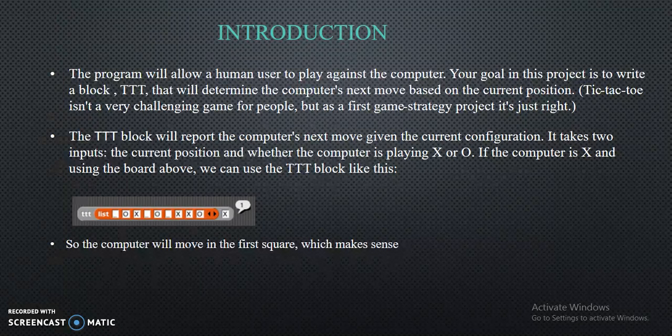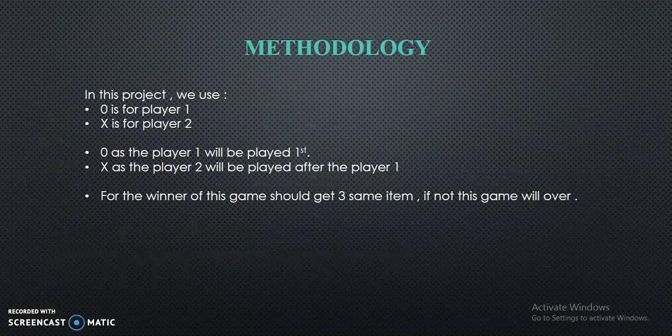The TTT block will report the computer's next move given the current configuration. It takes 2 inputs, the current position and whether the computer is playing X or O. If the computer is X and we use the board above, we can use the TTT block like this. So the computer will move in the first square, which makes sense.